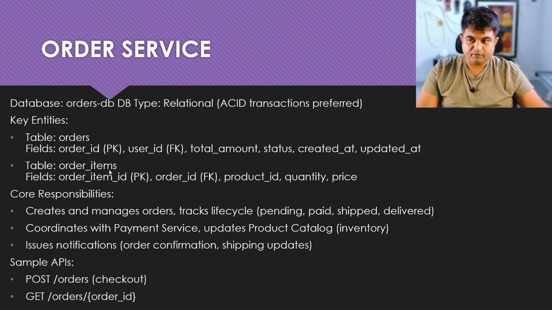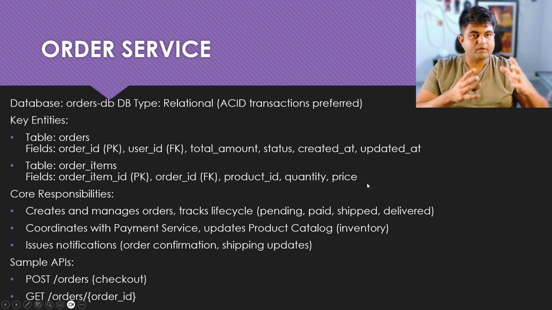And then the same way for the order items, what was the order ID, for each of the order ID, what is the product ID associated with that, how many quantities, and what is the price point. And then you can create all sorts of invoices based on that.